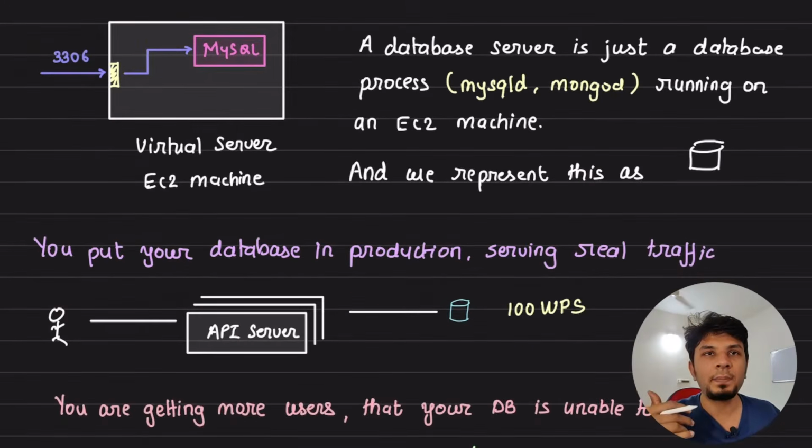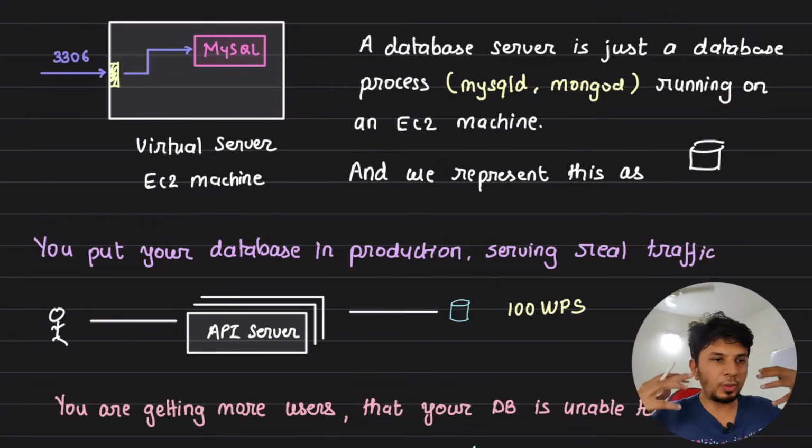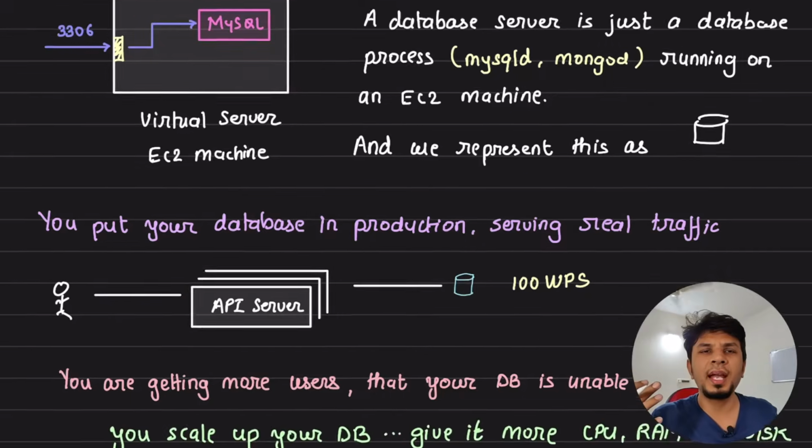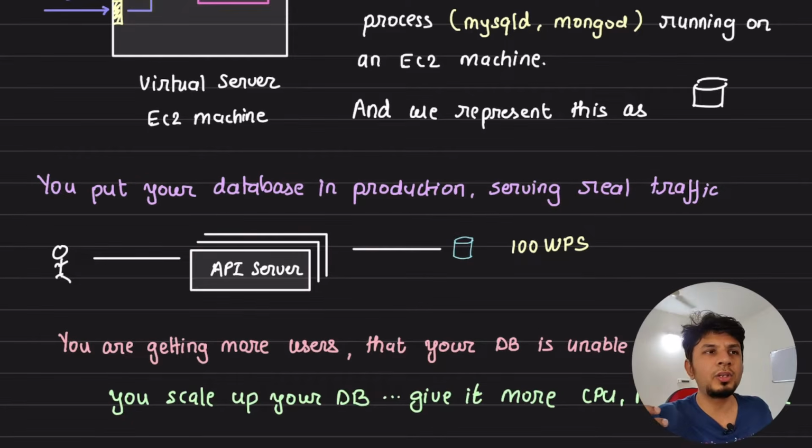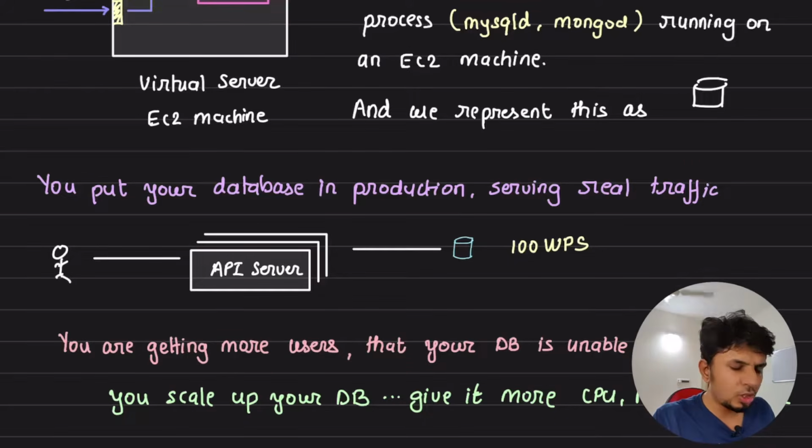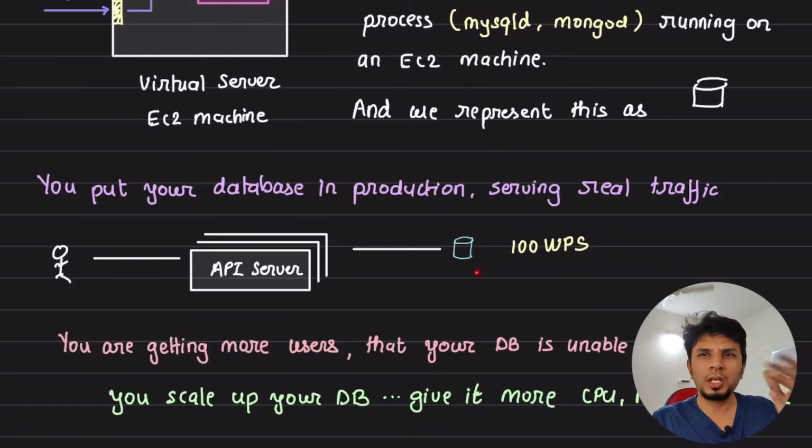Now, say you have this database server and you are putting it out into production to serve real traffic. And let's say you are getting 100 writes per second, which is pretty decent traffic, and you are very happy about it. So what did you do? You started with a very small server. Small server because you didn't really have money, so you started with a small server just to save cost.